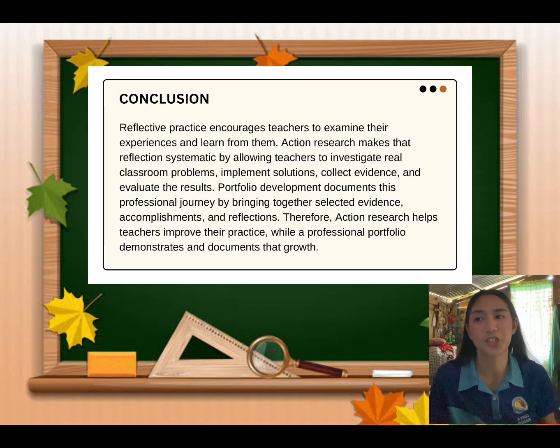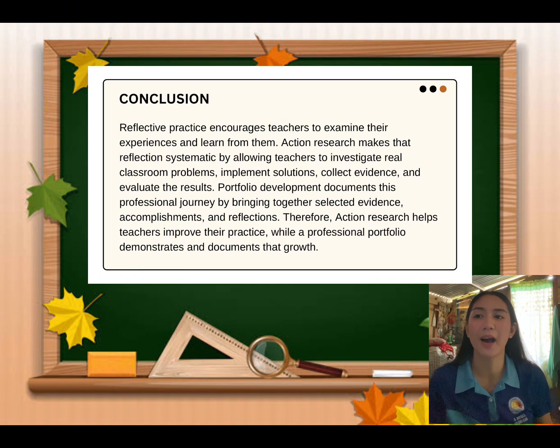So, in conclusion, before we end, remember this: good teaching does not end when the lesson ends. Our reflective teacher looks back and asks, what did my students learn? What worked? What did not work? And most importantly, what can I do better next time?